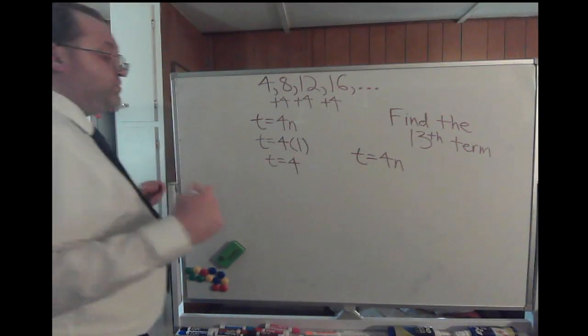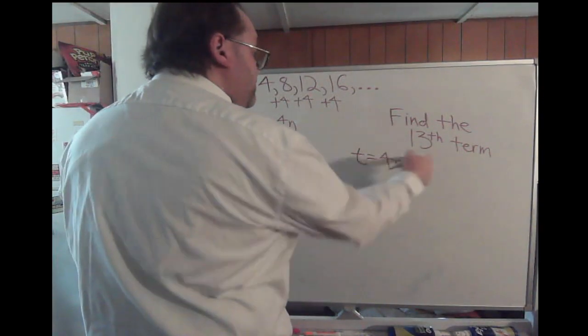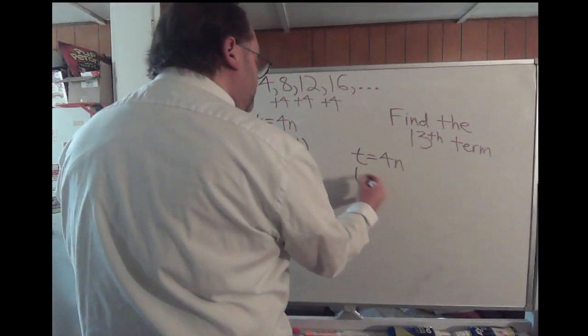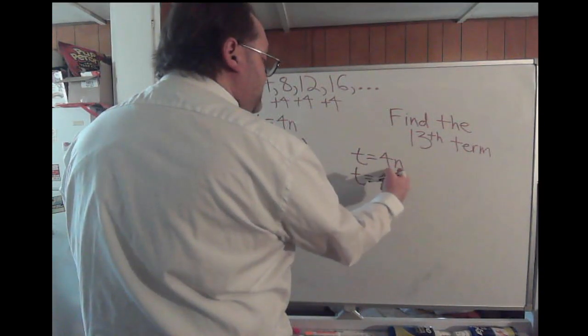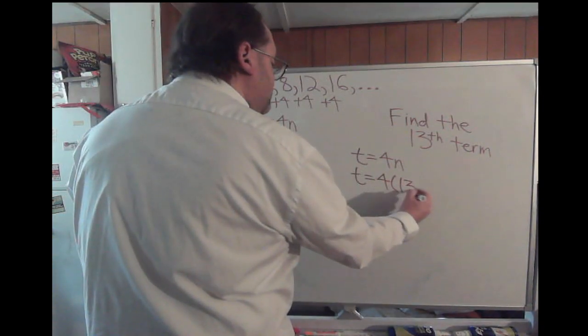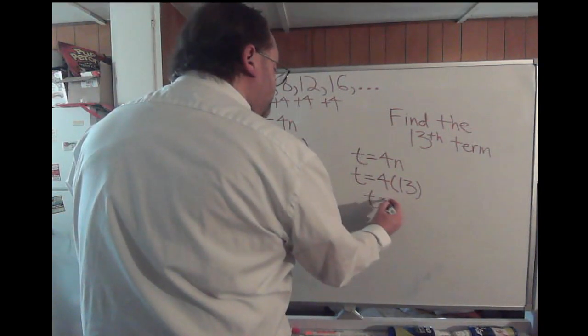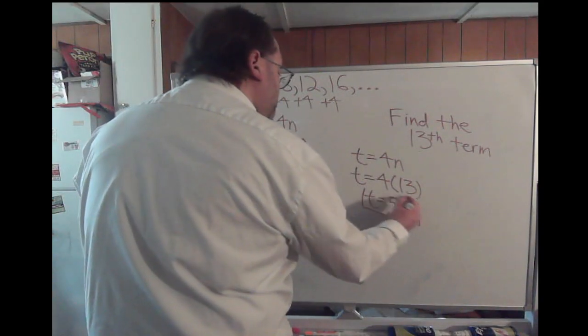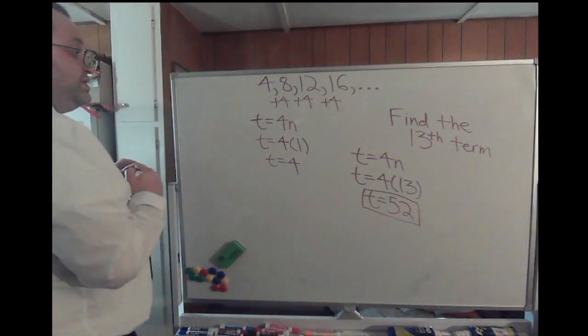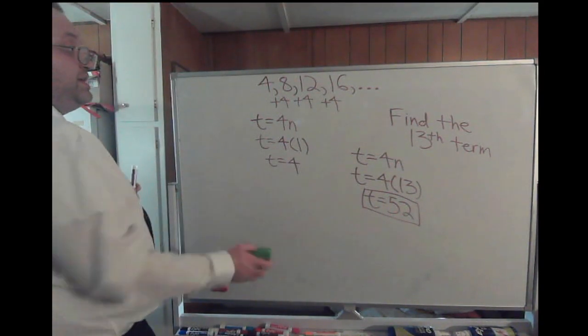So at this point, they want you to find the 13th term. So the term itself is equal to 4 times the number of the term you're seeking. For n, it would be times 13. So it looks like the 13th term, 4 times 13, that'd be 52. So the answer to this would be 52 for your 13th term.